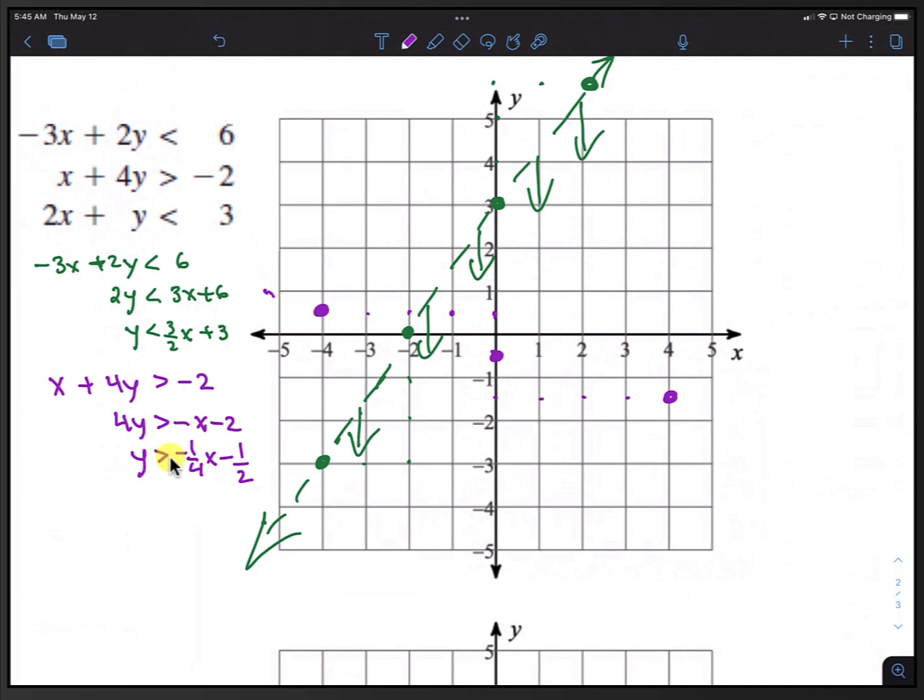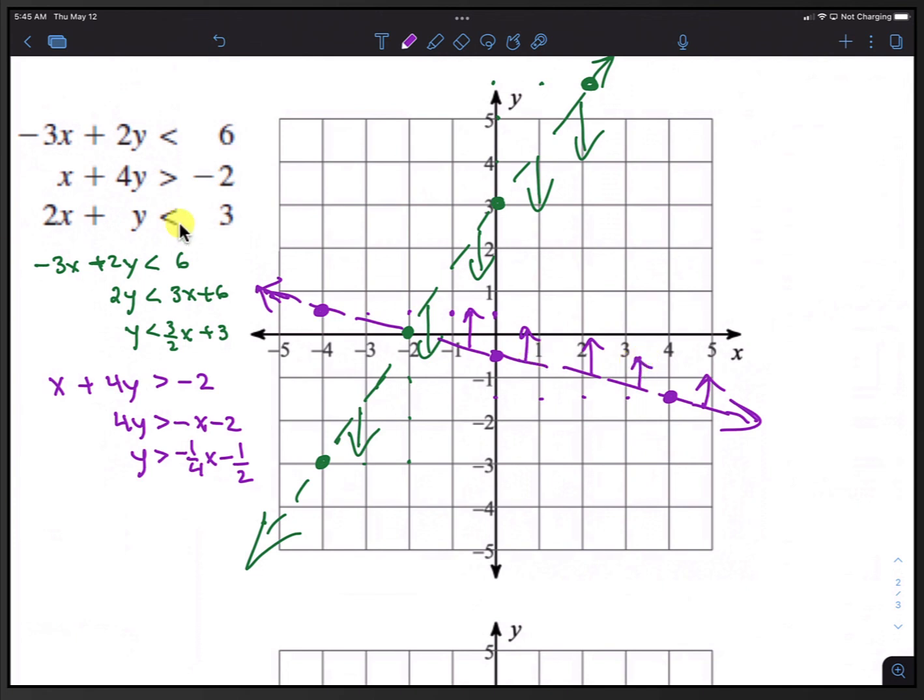Now it says y is greater without the equal, so it's going to be a dashed line. Okay, there we go. All right, now are we shading above or below this purple line? Well, it says y is greater. So if y is greater, we're going to be shading above. So let's just draw some lines going above this line. Okay, so far we're shading below this green and we're shading above this purple.